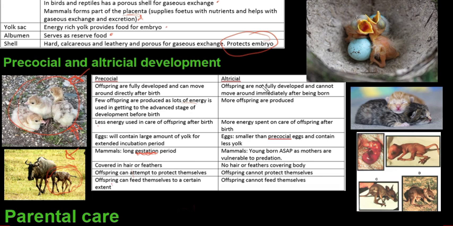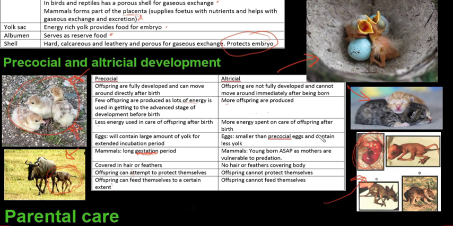Altricial, so the offspring are not fully developed and cannot move around immediately after being born. Humans are an example of that, and then certain birds as well, your kittens at home or your little puppies, and then kangaroos also give birth to altricial young. In fact, baby kangaroos look quite ugly when they are born, and then they crawl into the mother's pouch after being born, and then from there they'll develop. I think it takes around 9 months before they actually then leave the pouch.